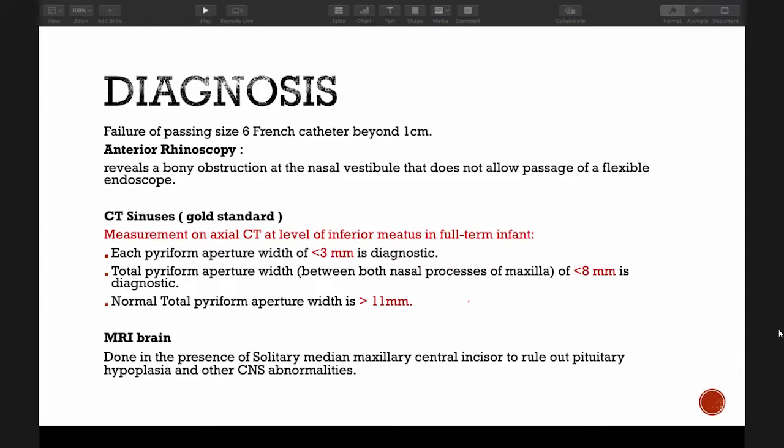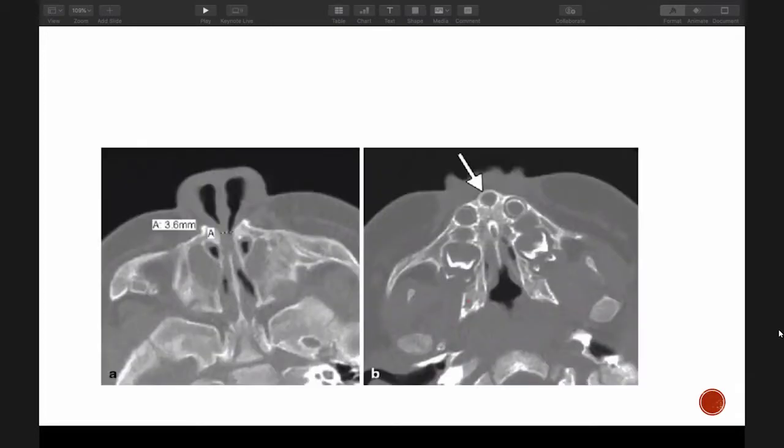Rhinoscopy will show bony obstruction of the nasal vestibule. We will do the CT scan, which is the gold standard. For each piriform aperture, if it's less than 3 mm, it will be diagnostic. However, for the total piriform aperture width, if it's less than 8 mm, it will also be diagnostic. The normal total piriform aperture should be more than 11 mm. We will do an MRI to rule out any CNS abnormality.